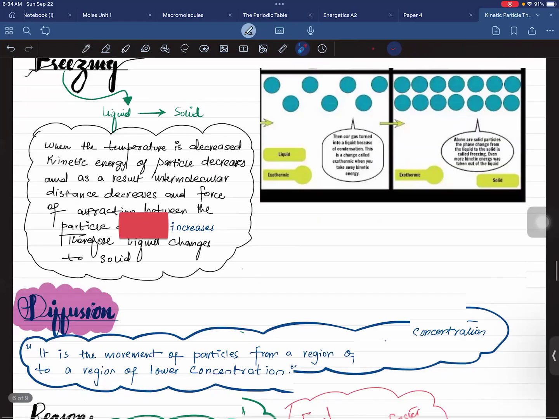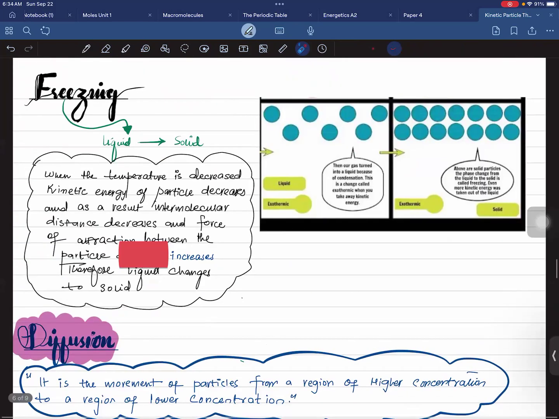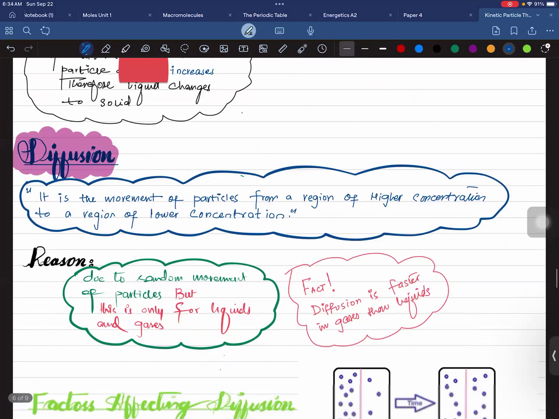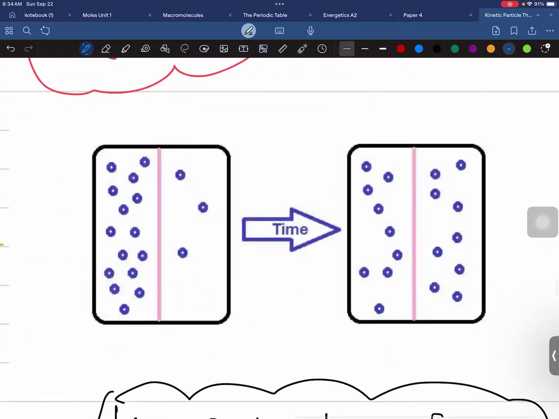Then we have diffusion. Basically, diffusion is the movement of particles from a region of higher concentration to a region of lower concentration. What does it mean?